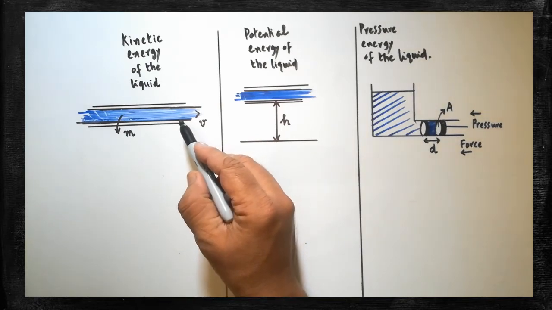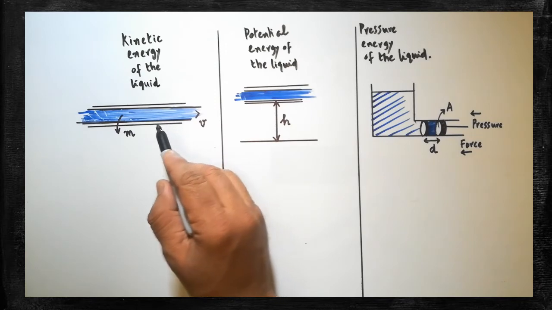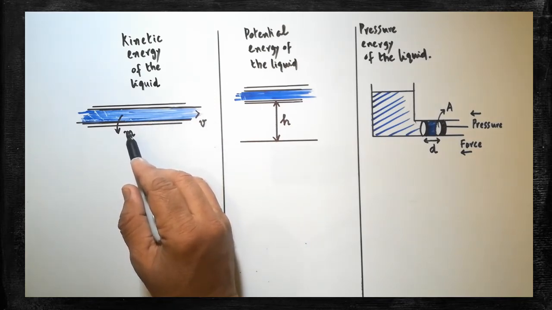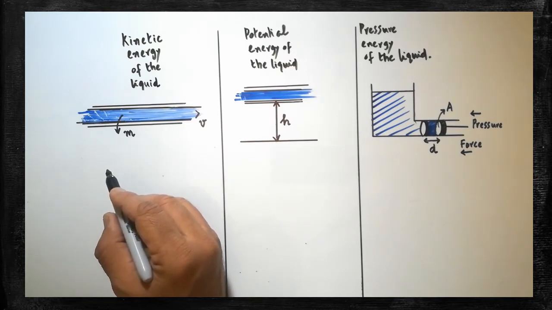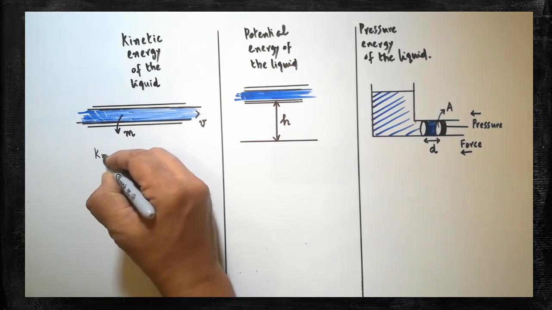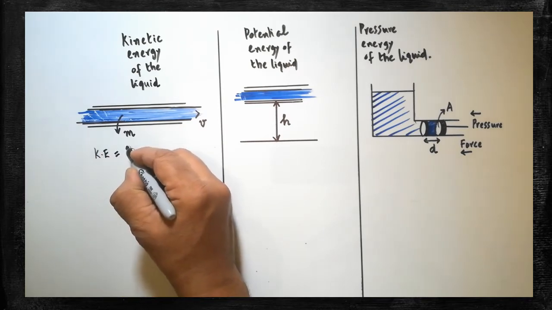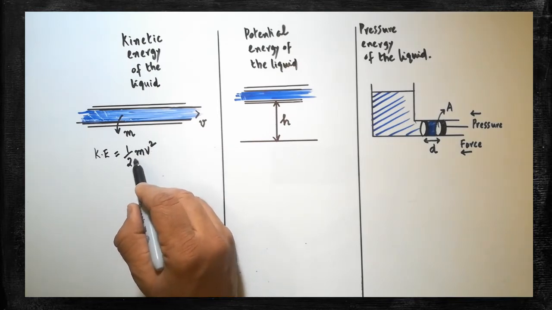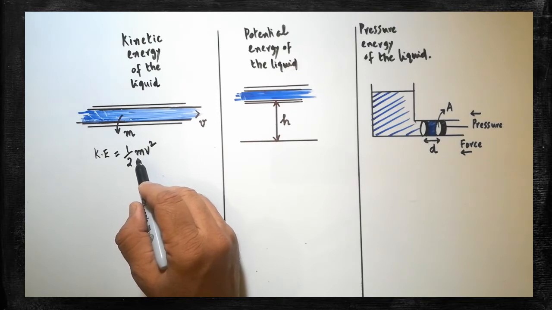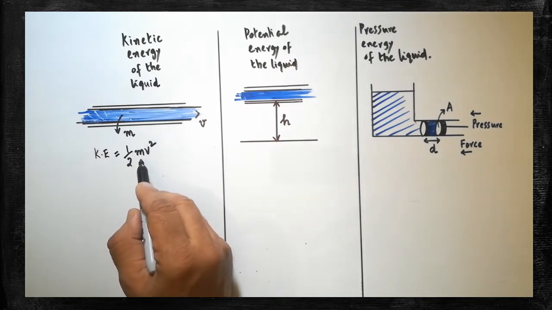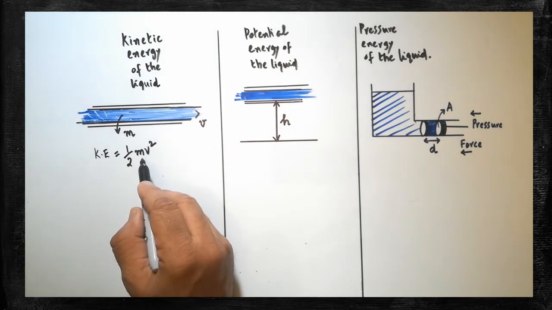Here, look at the first diagram, in which the liquid flows through a pipe with a velocity v, and its mass can be taken as m. So what is the basic fundamental formula to calculate the kinetic energy? Kinetic energy of the liquid can be written as half m v square. Are you clear? This is the fundamental formula to calculate the kinetic energy of any moving body. Here the liquid flows, and the liquid's kinetic energy can be measured by using this formula. Understood?